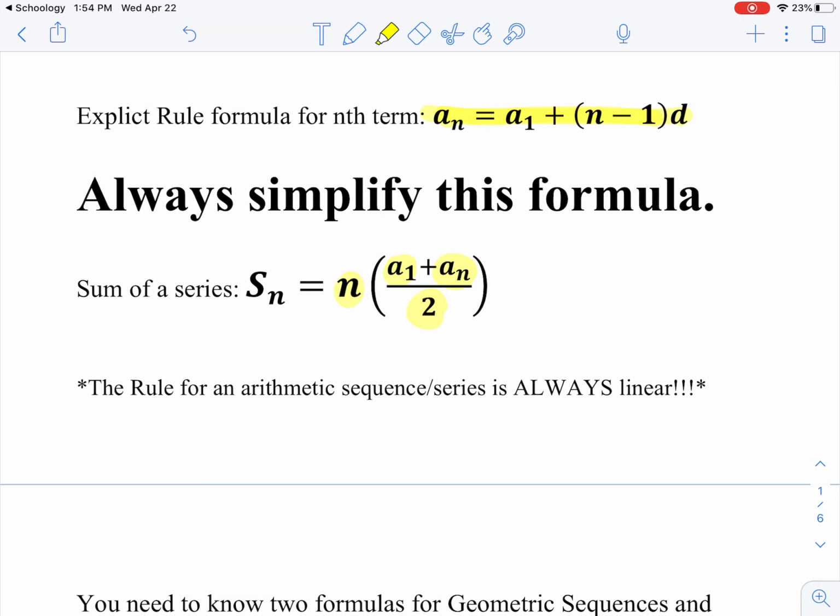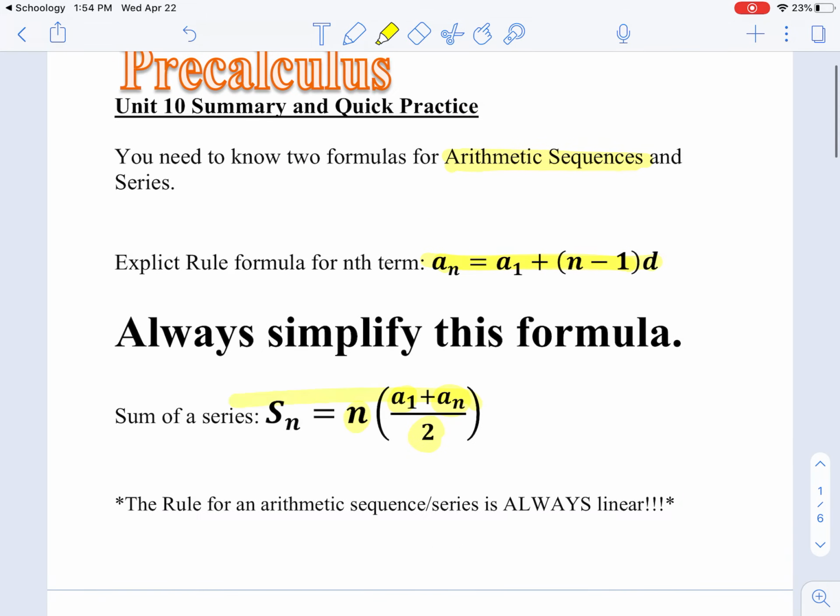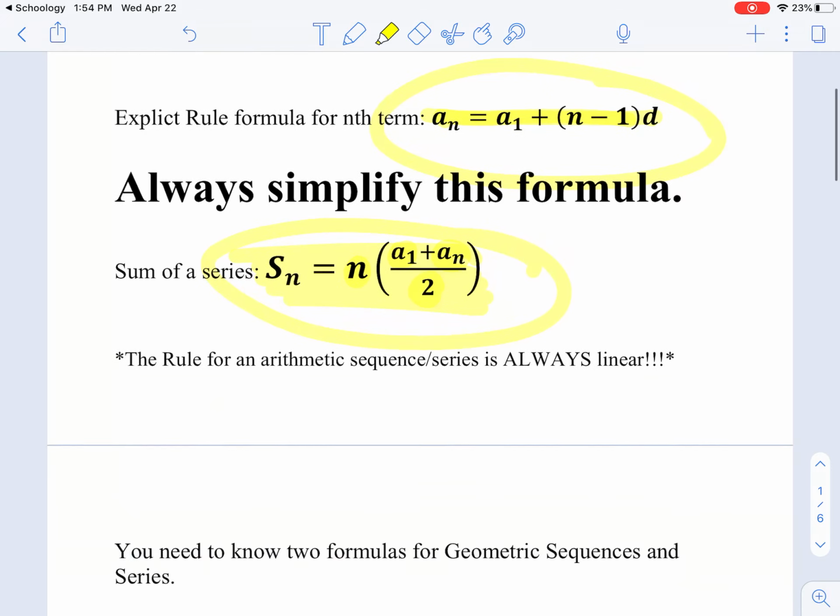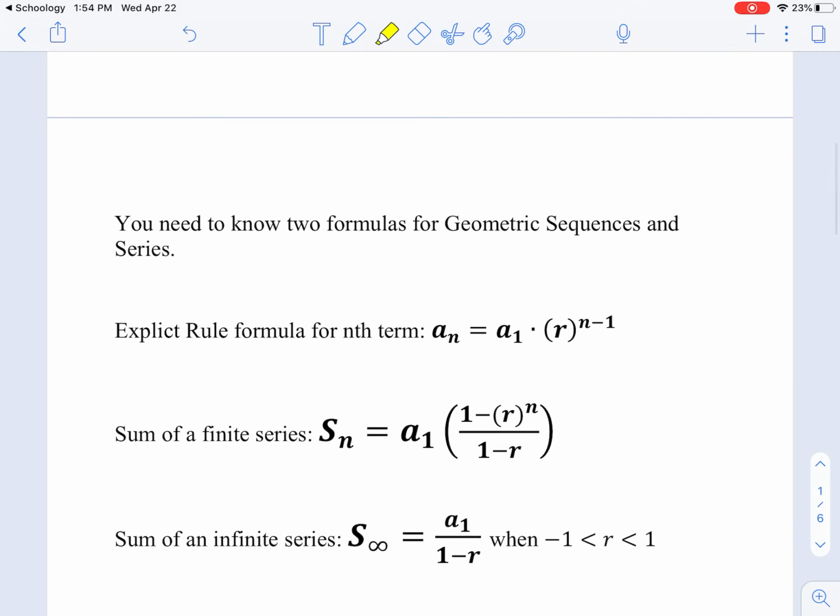Okay, so this is all for arithmetic. These two formulas right here, this rule and then this formula for the sum, are for arithmetic. So this is if there is a constant increase of like plus 2, plus 2, plus 2, or minus 4, minus 4, minus 4, so a constant decrease, right? And also this will always be linear. It'll look like an equation of a line.